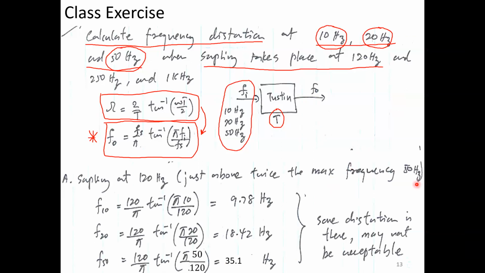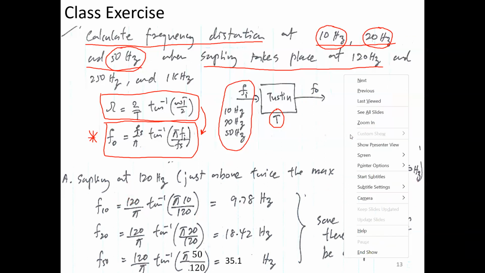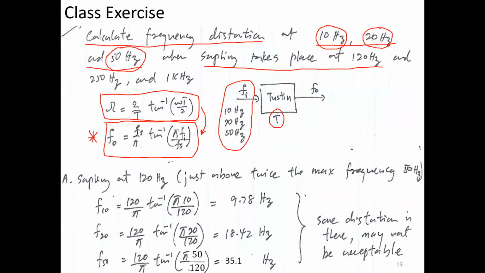This is my answers. For 10 hertz, under 120 hertz sampling. Okay, this is important. Remember, this all depends on your sampling frequency. Now, if it is 120, it looks like this. 9.7 for 10 hertz. So close enough. For 20 is 18. But for 50 hertz, it's 35. This is a problem, right? You don't actually get the 50 hertz. It looks like 35 hertz.